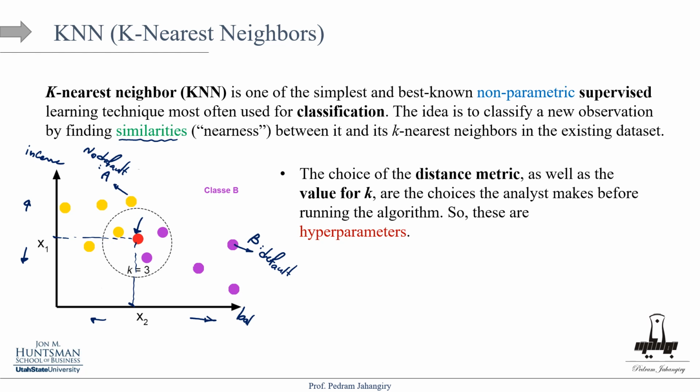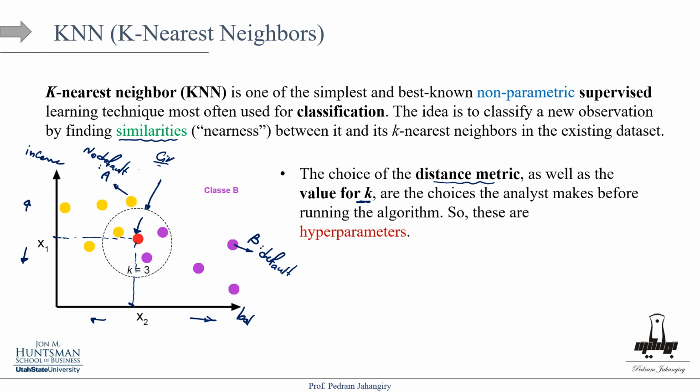So before the algorithm decides what should be the class for this red observation here, you have to pre-specify two things. Number one, K, what's the value of K? How many neighbors you want to see in the neighborhood that you define, and then how you define that neighborhood. What's the shape of that neighborhood? So for example, in 2D, let's say the shape of the neighborhood is a circle.